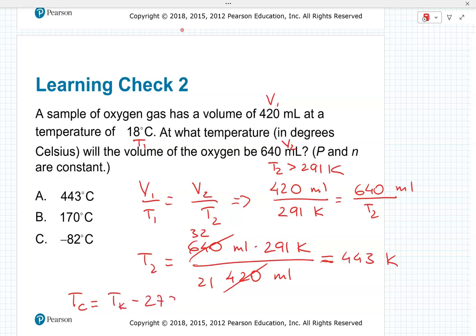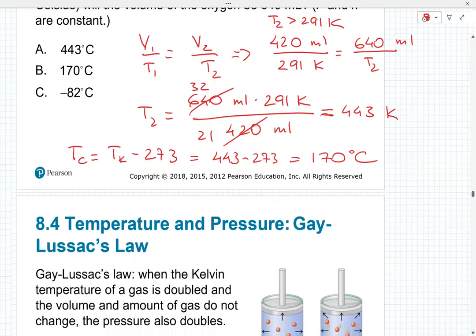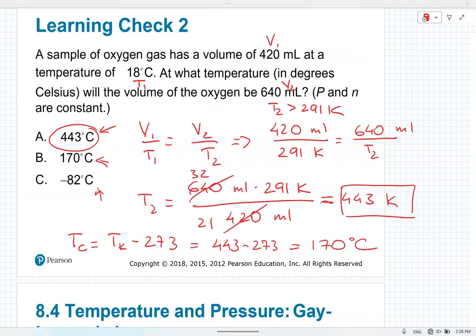Subtract 273. Yes. So 443 minus 170 equals 273, equals 170. Fairly reasonable, right? Okay. Go on. I'm sorry. Where did you get the 32 and the 20? Math. Okay, cool.